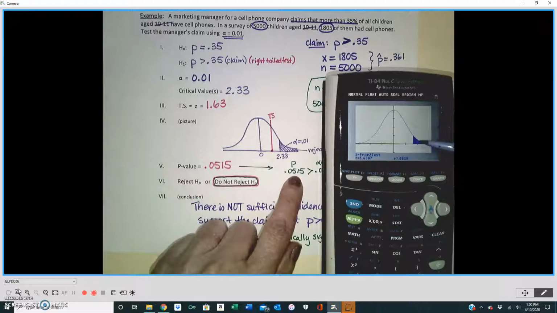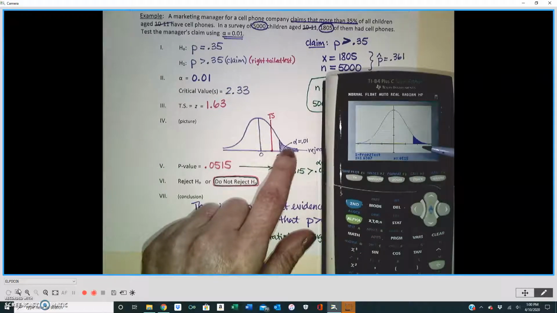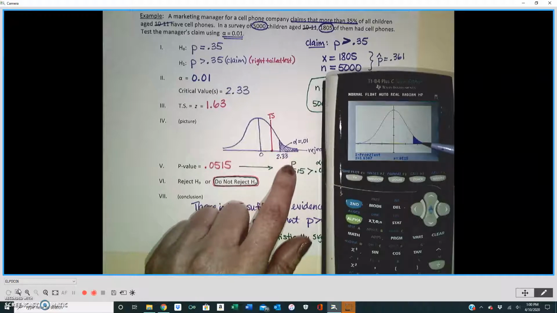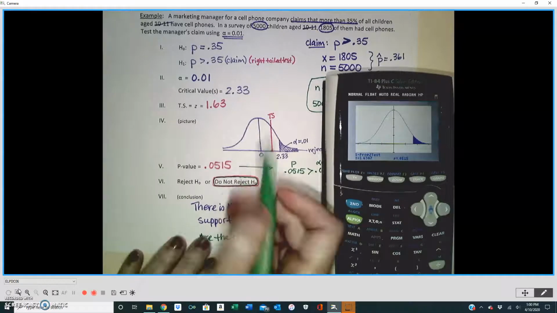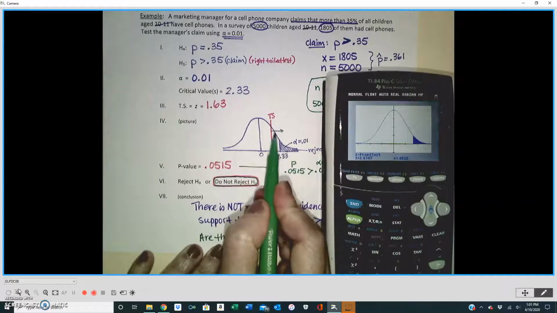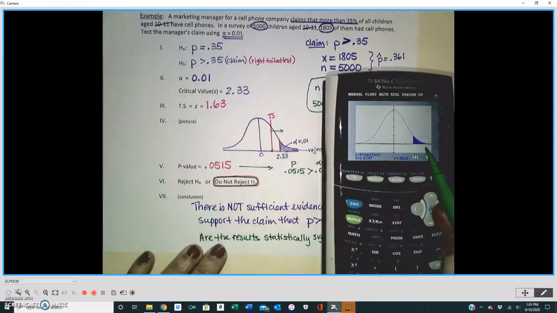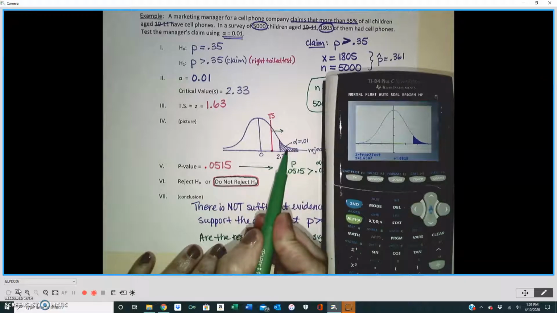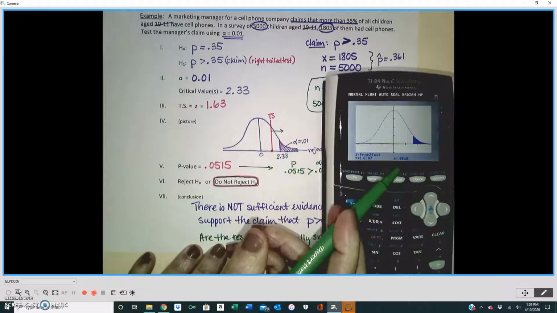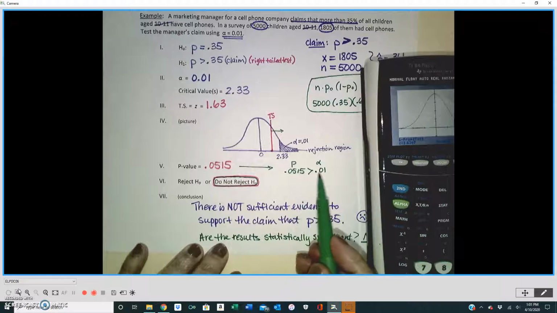This blue shaded region on the calculator is showing 5%. My not to scale picture, this is 1%. This blue is actually showing you the probability from my pink test statistic over, from here all the way over. So if I were to shade all the way out, that's 5%. That's what this is showing. And from the test statistic, shaded out is bigger than my little shaded region. And when their shaded region is bigger than our shaded region, that means the p-value is bigger than alpha.